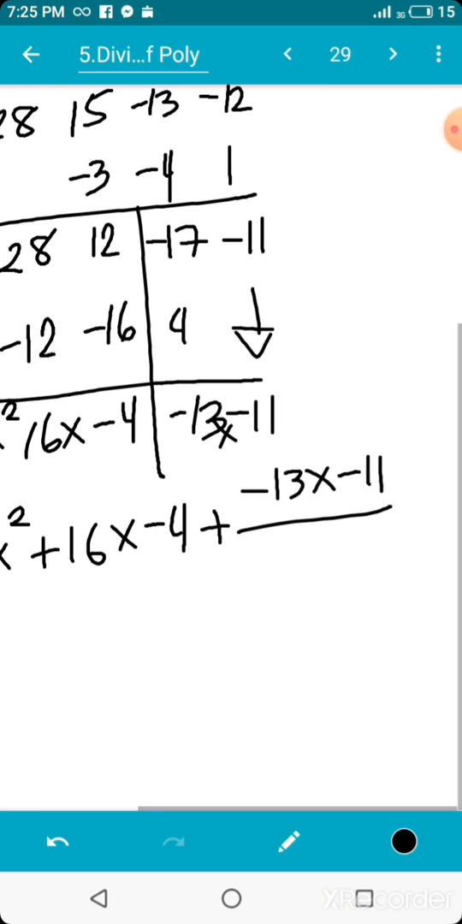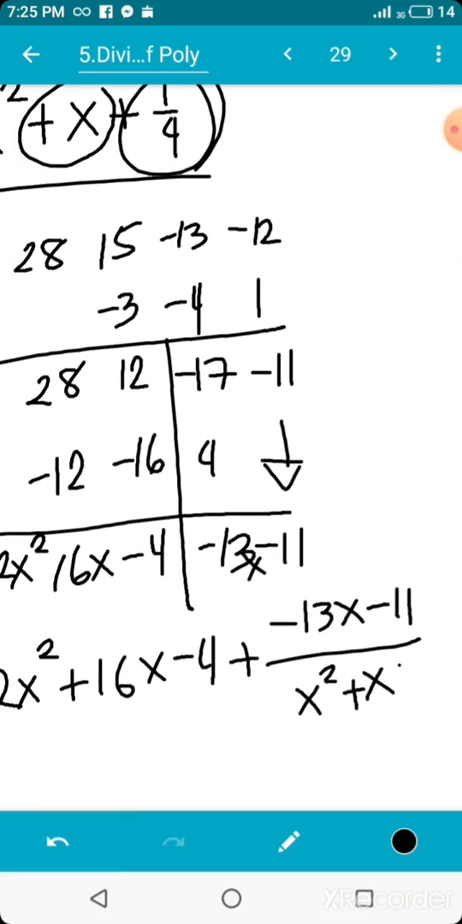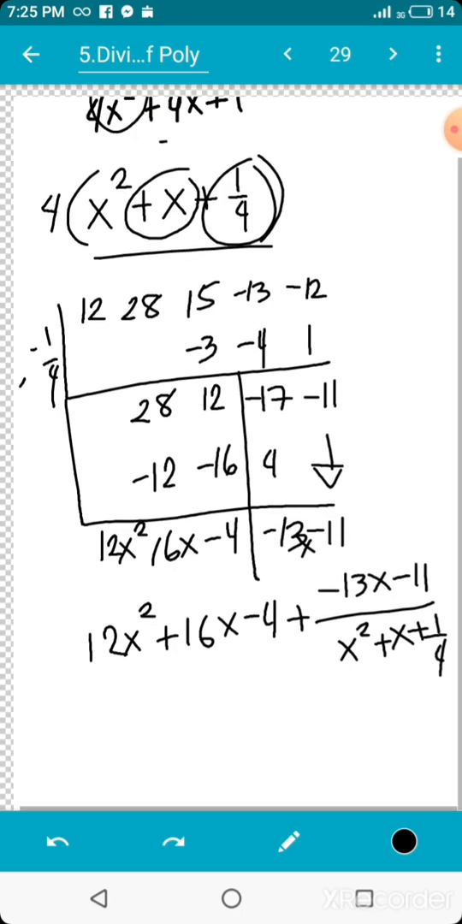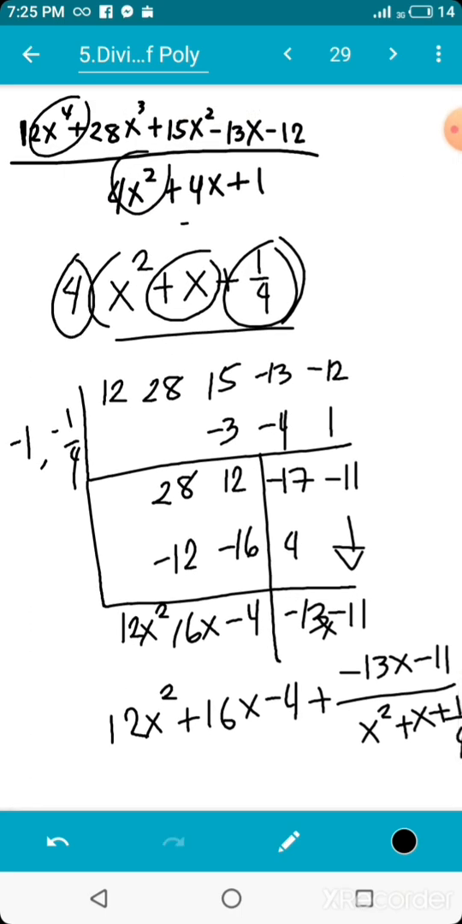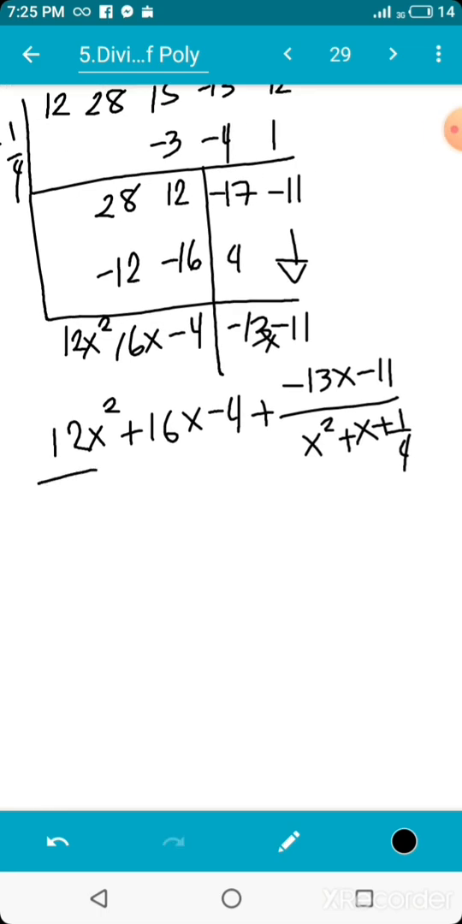Alright? So, it will become x squared plus x plus 1/4. Okay? So, hindi pa dyan natatapos, guys. Kasi kung maaalala nyo, di ba nilabas natin yung 4? So, ang gagawin natin, i-divide natin bawat isa sa 4.